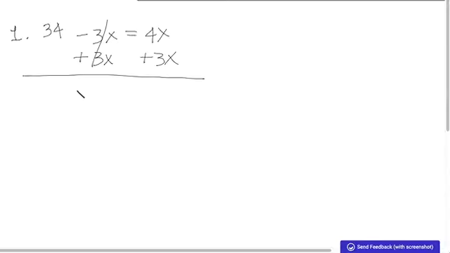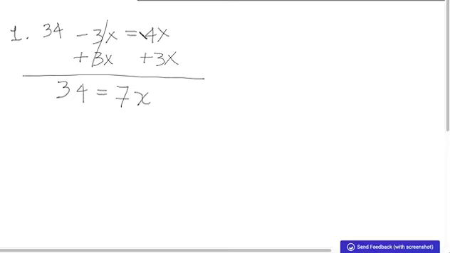Number 1 says 34 minus 3x equals 4x. All right, so in this case, I want to move the negative 3x over to the other side. I'm going to get rid of the 3x by adding the opposite of negative 3x, which is 3x, to both sides, and I get 34 equals 7x. And, oops, is that right?